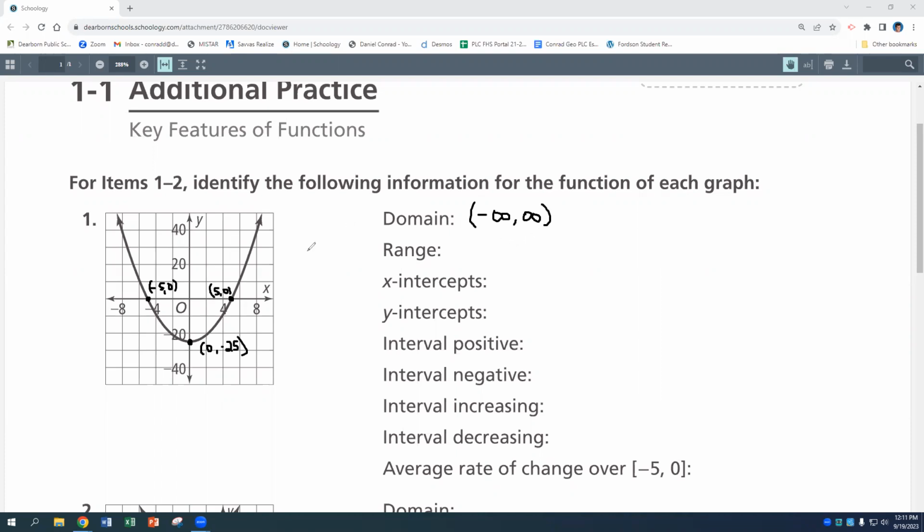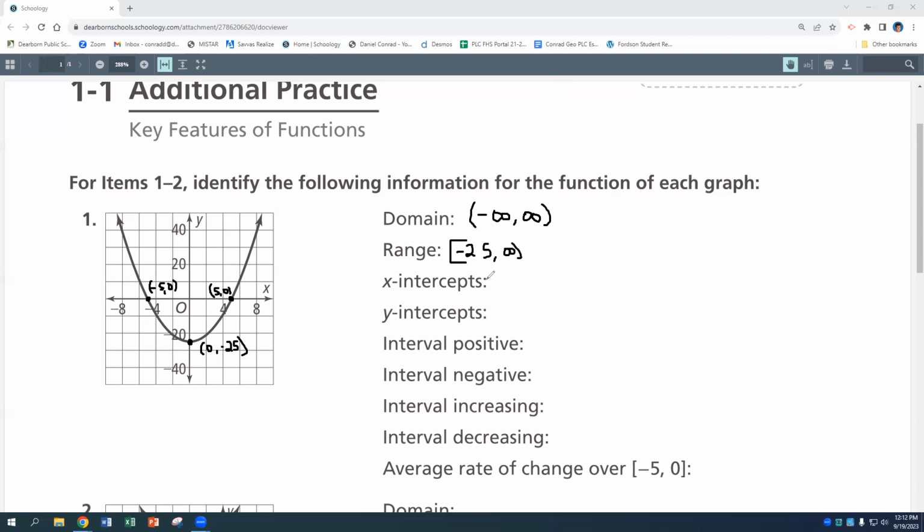Okay, range is the possible y values, so basically how far up and how far down you can go. What are the possible y values you can have? The lowest we can go on this graph is -25, and on both ends it's going to go up towards infinity. So we're going to go from -25 up to infinity. And we need to put a bracket on that -25 because we include it, because you can get to -25, right? So we put a bracket.